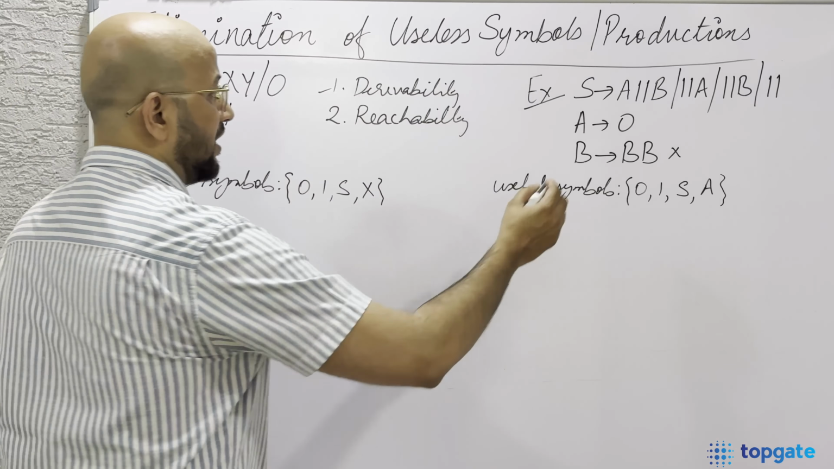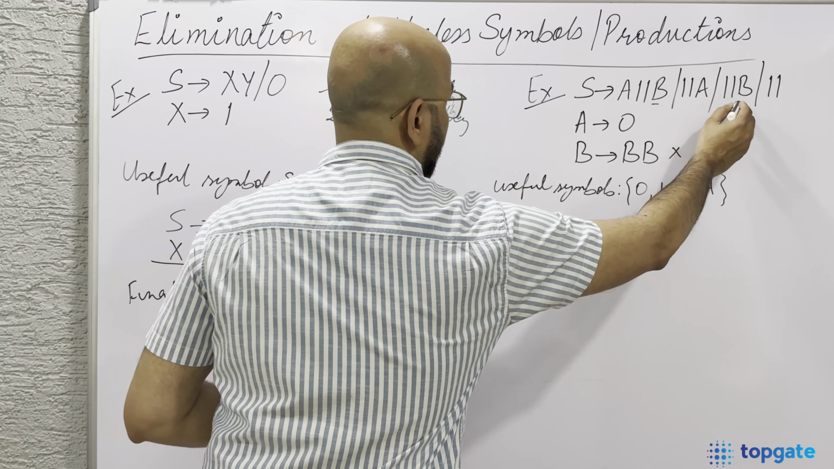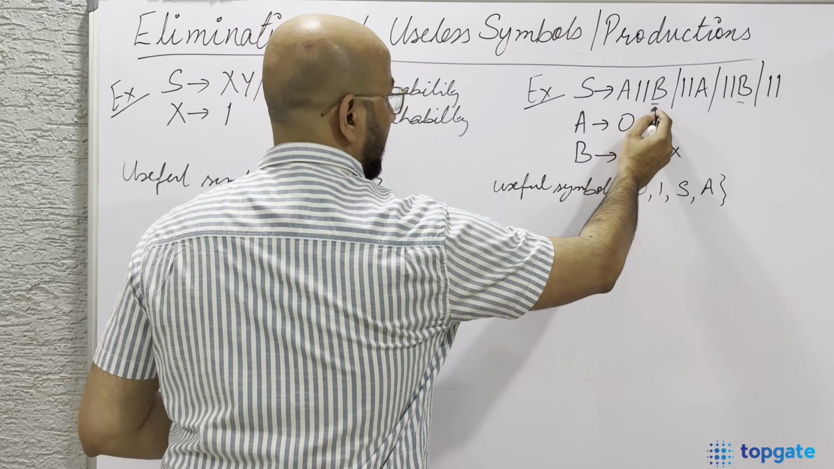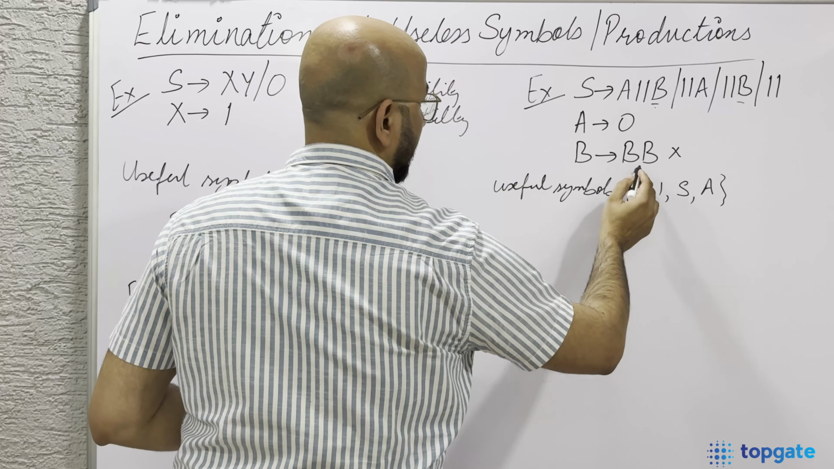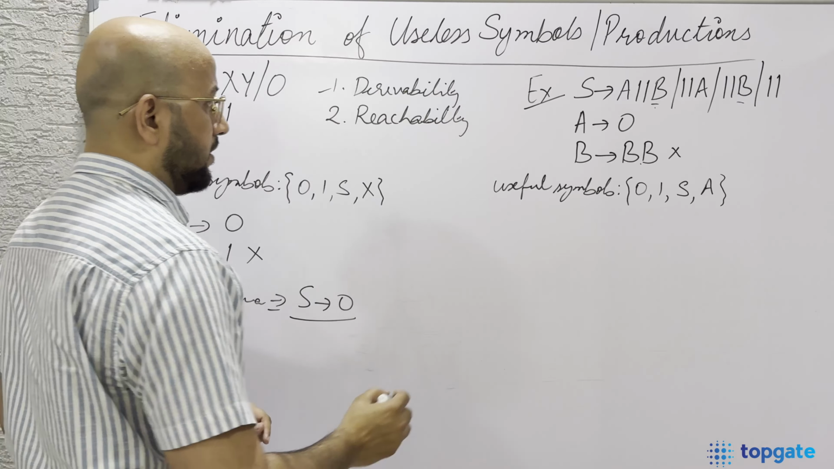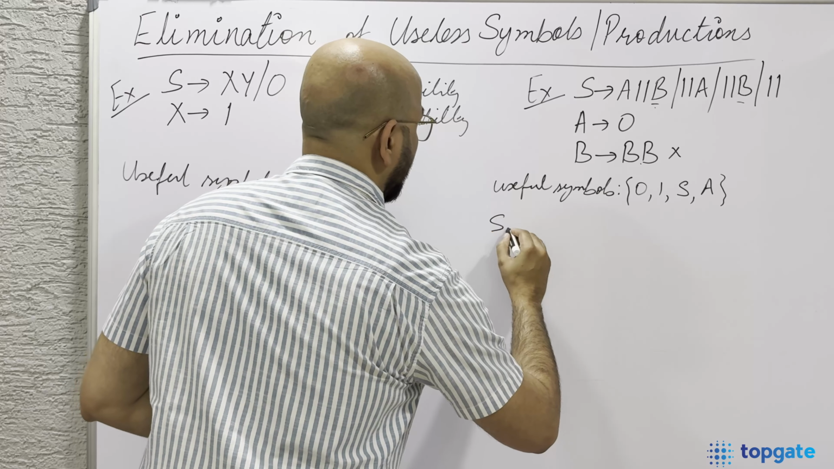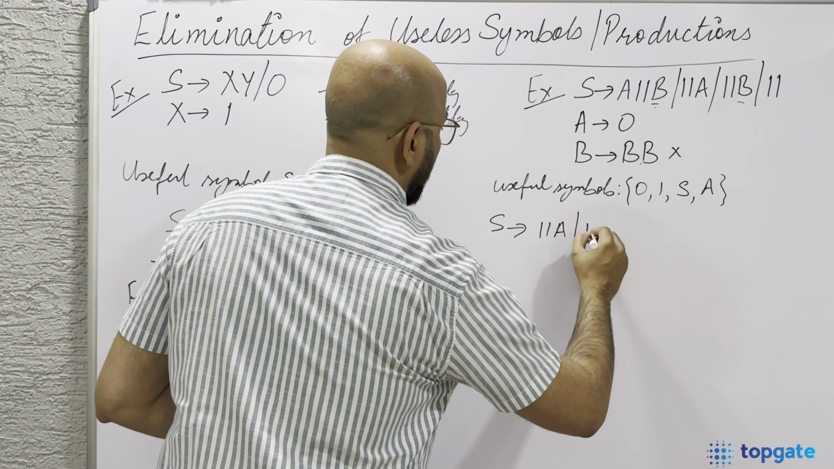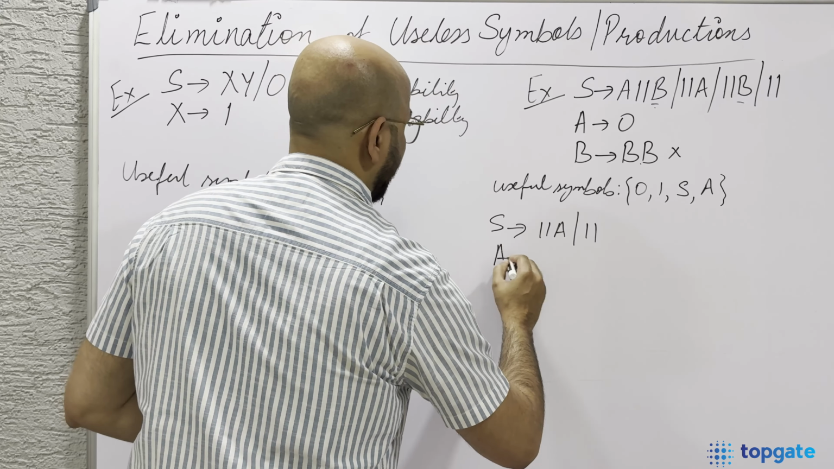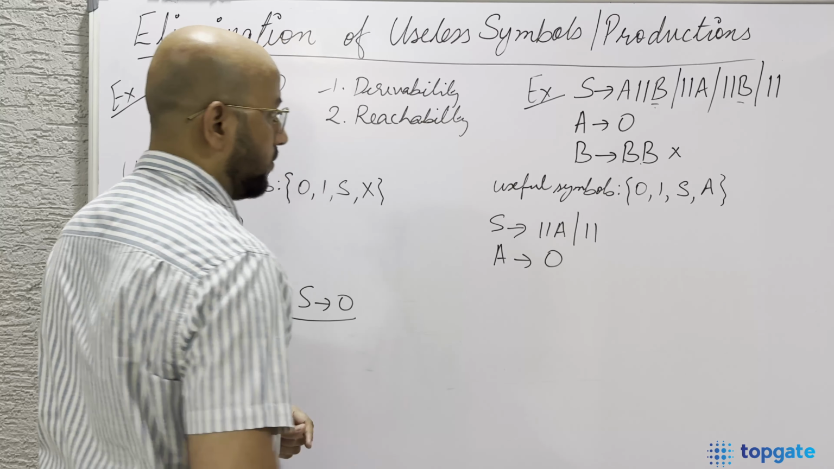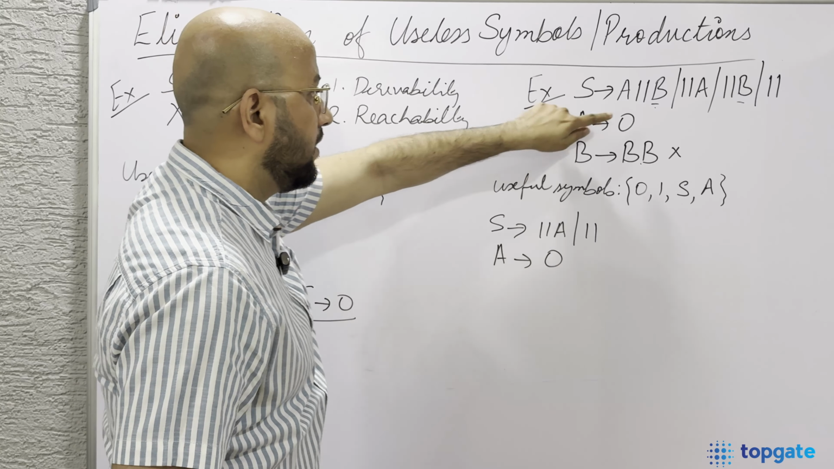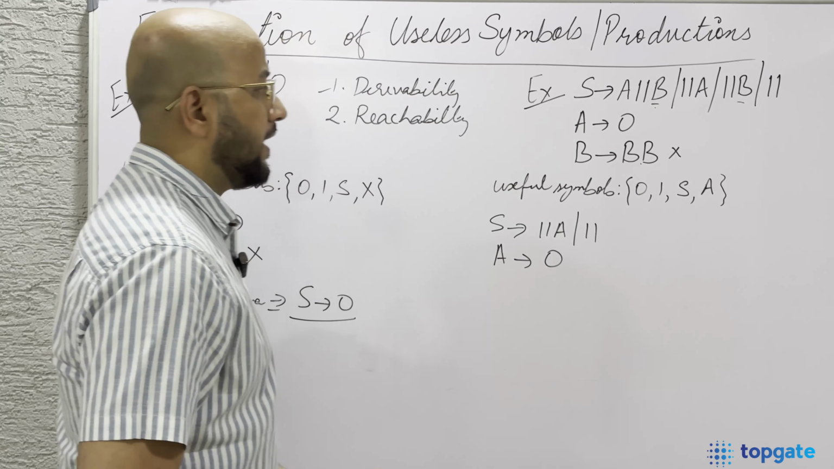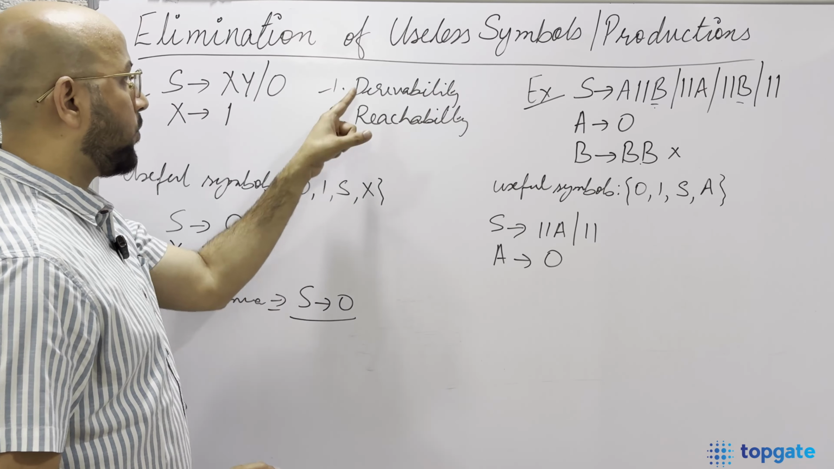Clear? If you can see, we have B here, we have B here. So this has to be eliminated, this has to be eliminated, and this one has to be eliminated. So what I'm left with? I'm left with S tends to 1 1 A slash 1 1, and we are left with A tends to 0. That's it. So this one is eliminated, this one and this one are also eliminated. Okay, so first point is over.